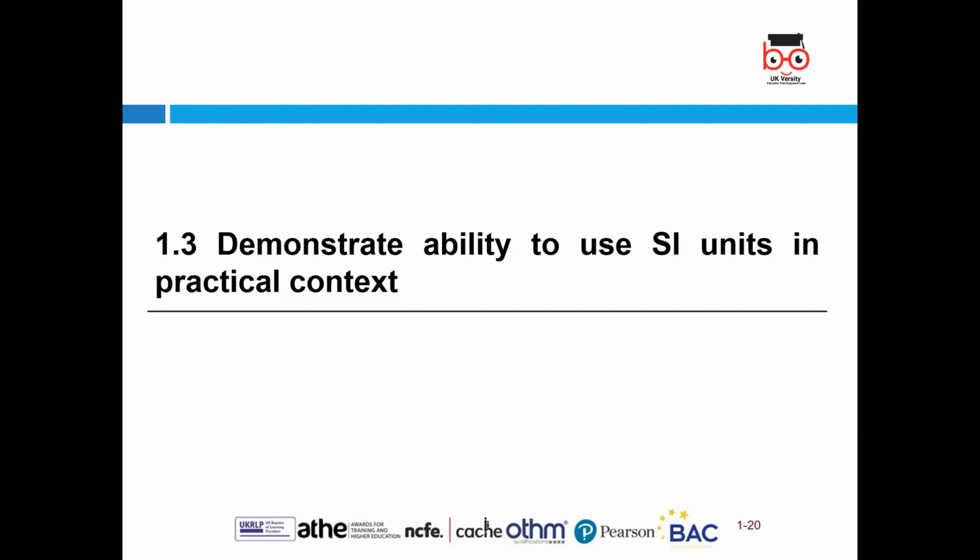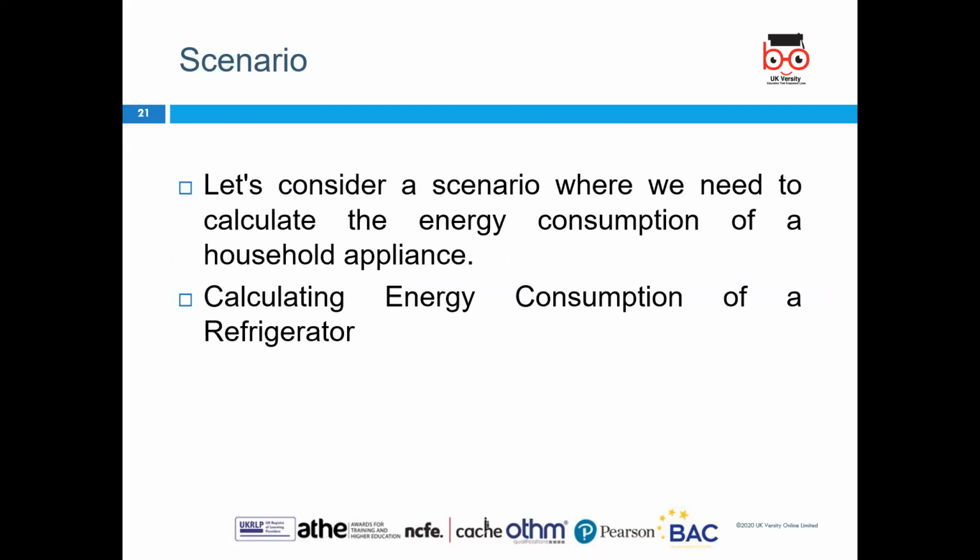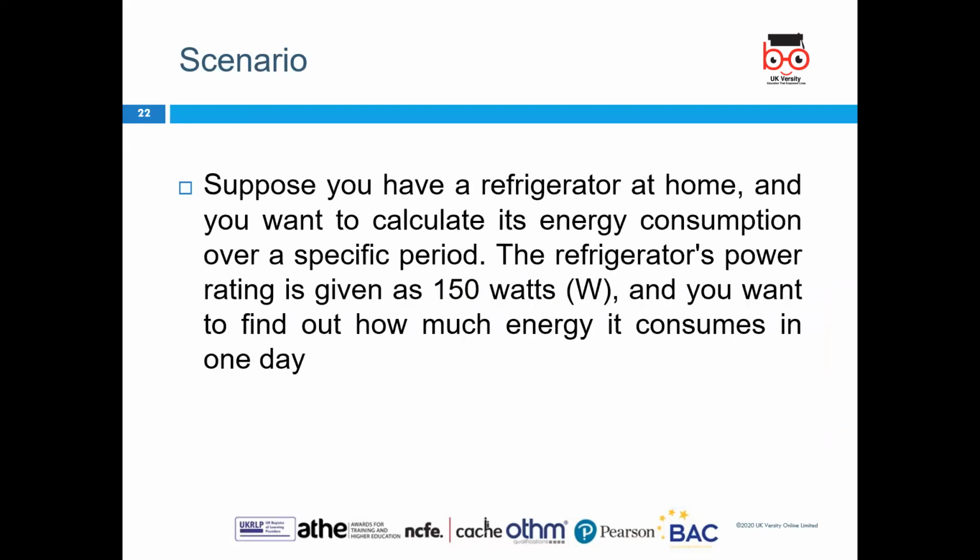Next we demonstrate the ability to use SI units in a practical context. Let's consider a scenario where we need to calculate the energy consumption of a household appliance, for example, a refrigerator. So how do we do it? Suppose you have a refrigerator at home and you want to calculate its energy consumption over a specific period. The power rating is given as 150 watts. What do you interpret by it? How do you calculate how many units it is going to consume? Based on that, you can find out how much you are going to pay for the electrical consumption.